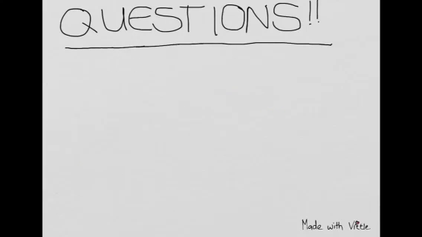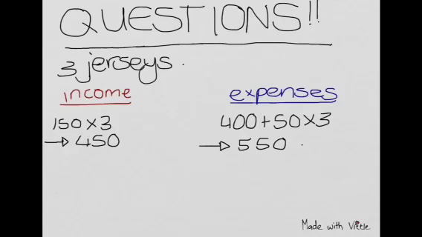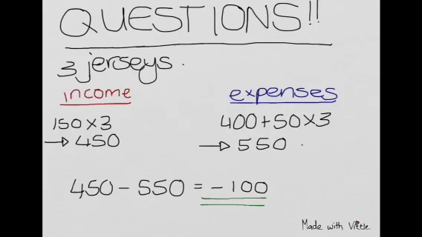Next question. Calculate Lily's profit or loss if she sells 3 knitted jerseys. 150 times 3 would equal 450. The expenses would read 400 plus 50 times 3, which equals 550. So we take our income and we minus our expenses. As we can see, Lily's business is running at a loss of 100 Rand when selling 3 jerseys.